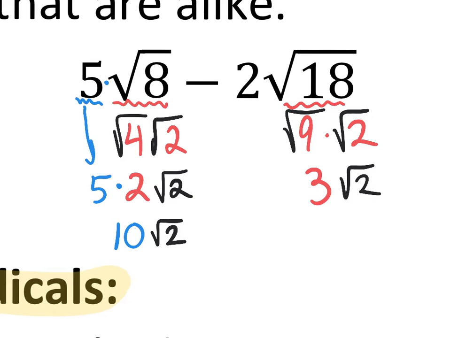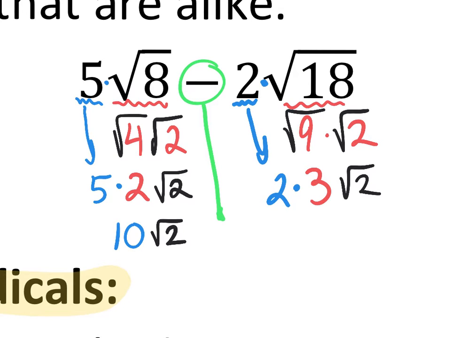Now, let's not forget about this multiplication of 2 out in the front. So let's bring that down, multiplication of 2. And let's also bring down the subtraction between the 2. So what do we really have here? We have 10 square root of 2, take away 2 times 3 is 6 square root of 2. So let me rewrite that. 6 square root of 2.